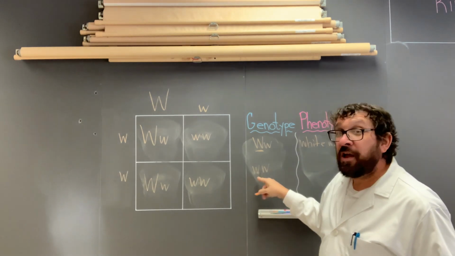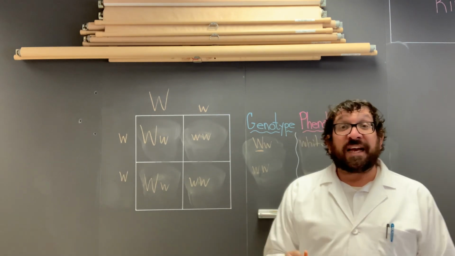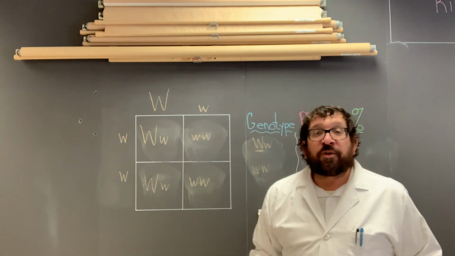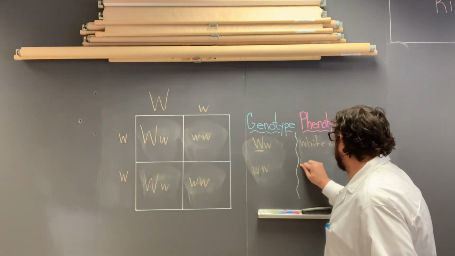This one, however, there's no dominant. Both recessive genes show up. And when two recessive genes show up, the recessive trait comes through, and that's when we're going to get yellow wings.